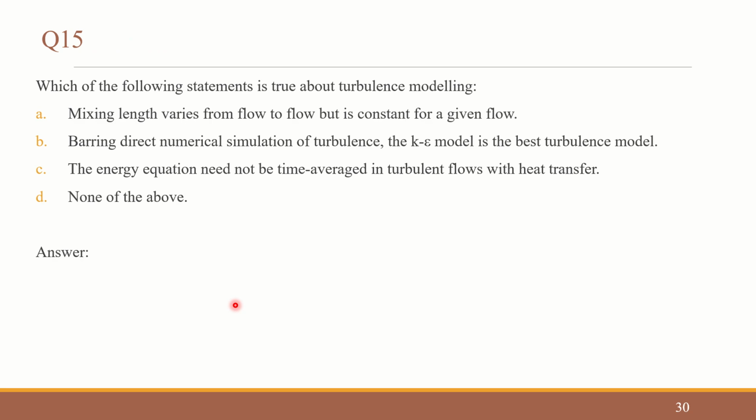So the first statement is false because it varies within the flow. The second statement is false because we cannot say the K epsilon model is the best. Third statement, okay, I mentioned false, right? Yeah, all three statements are false. If I said true, I'm sorry, I intended it as false.